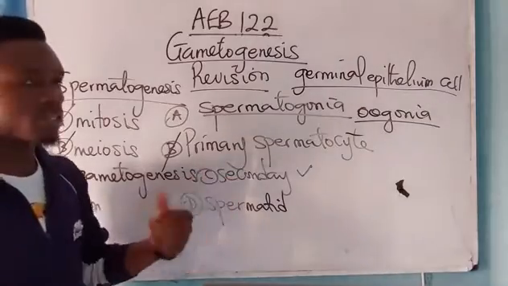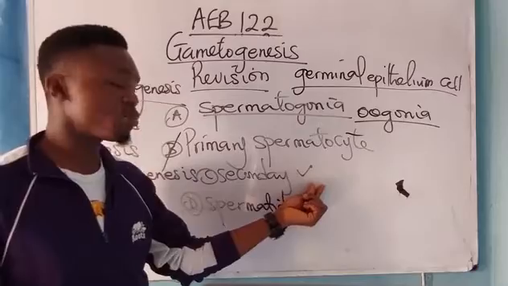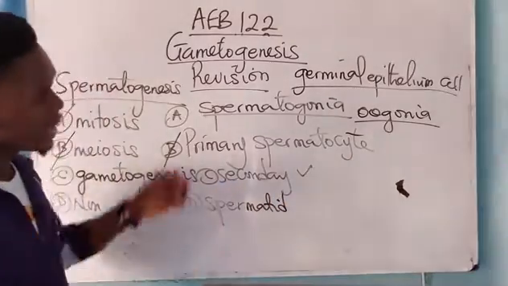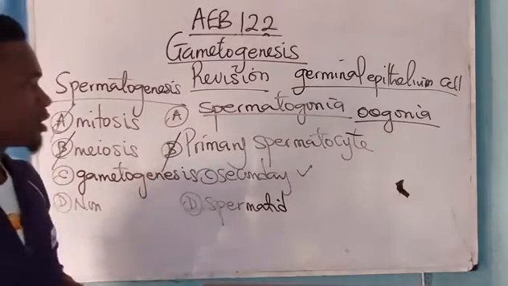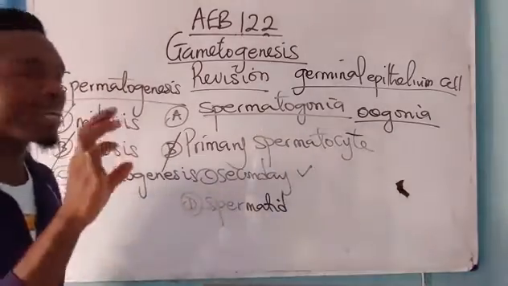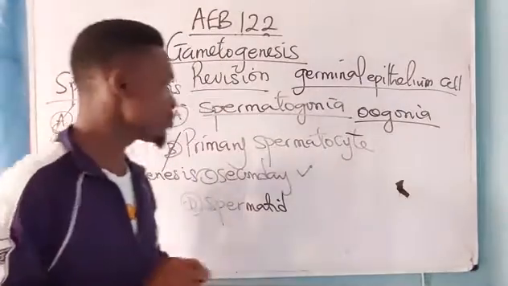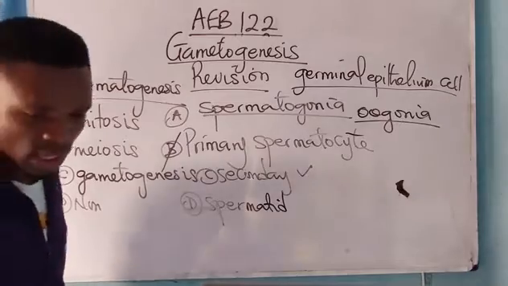This primary oocyte will now undergo meiotic division to produce a secondary oocyte and a polar body. Then the second division will produce another polar body. So the secondary oocyte is known as the functional egg. Take note of that.